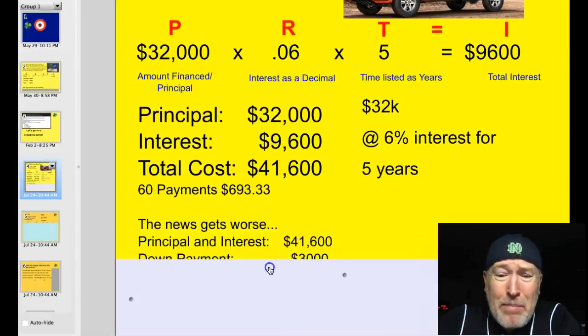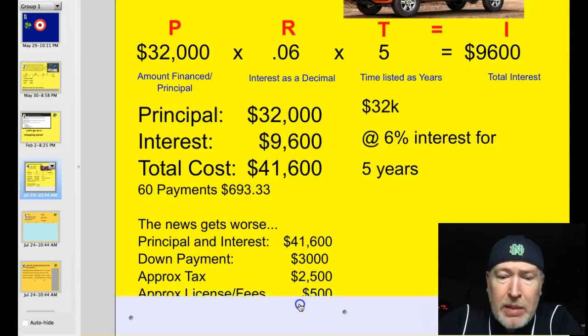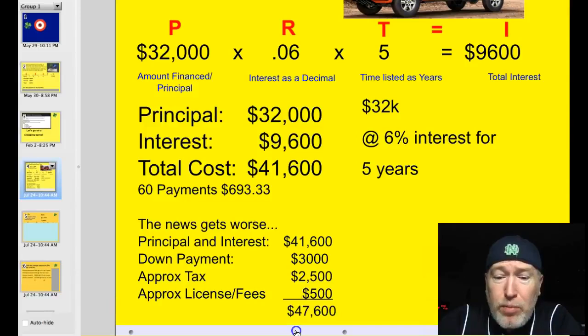And it only gets worse because you forgot he already had paid $3,000 down. So here's the total cost of principal and interest. Here's the $3,000 he took out of his bank account. Plus he'd have to pay tax, $2,500 in tax, approximately $500 in license fees. That truck would cost probably about $47,600 by the time he was all done with it, paying interest, tax, and fees.